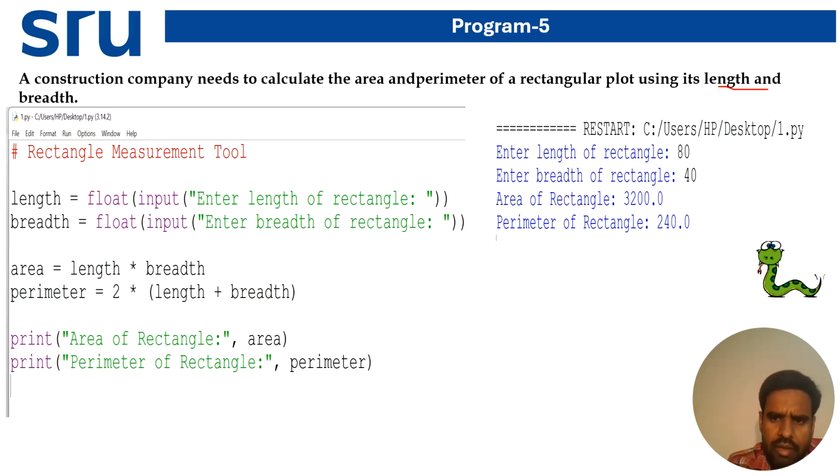So length and the breadth. We want two inputs. What are the two inputs? Length and the breadth. So you take the input of length first, and another input you take is the breadth.